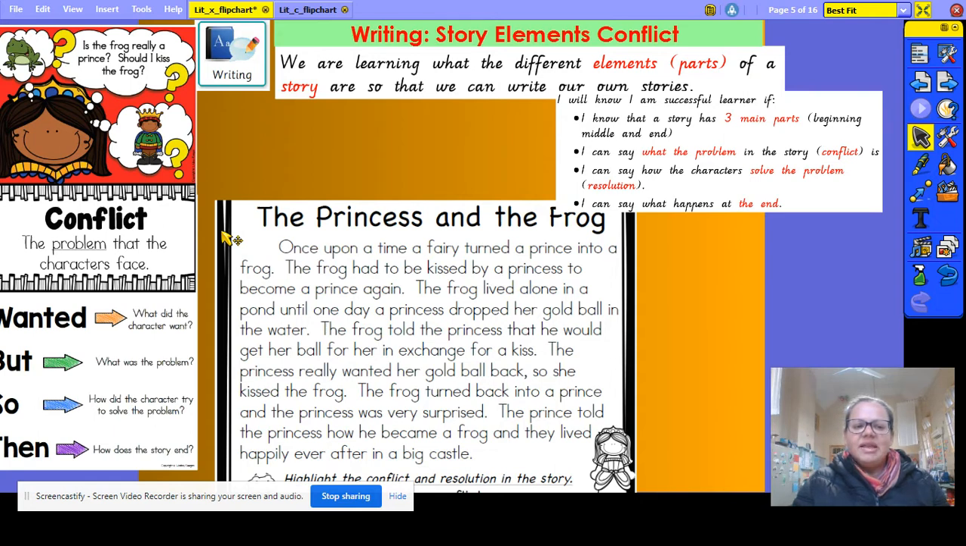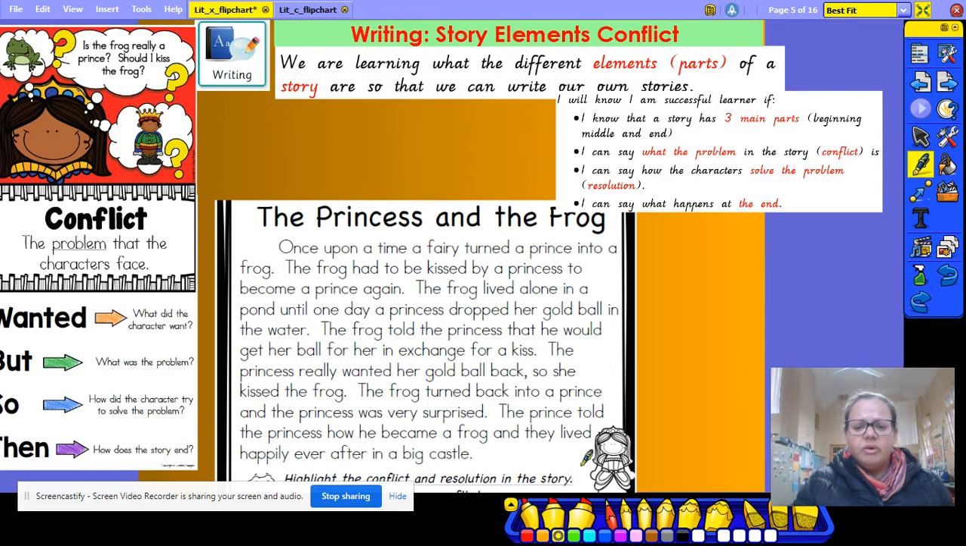Okay, so let's have a look. What did the character want? When I look at that story, I think that the princess wanted her ball. So she dropped a ball in the pond. I think that's a problem, and she wanted her ball back. What do you think? Do you think that's a problem? Let's take our highlighter and highlight that.